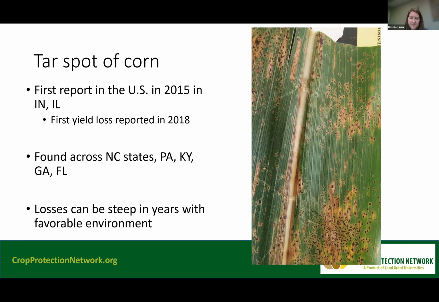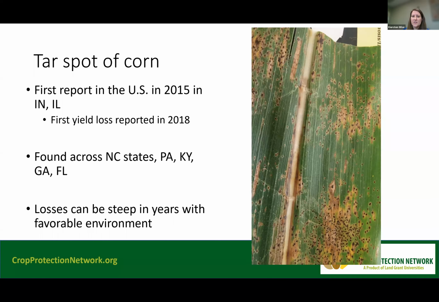It was there, but it wasn't until 2018, when it had built up and there was enough of it around and the environmental conditions were right, that we started to see it kind of blow up in some of these areas. Now, it's found across those north central states and all the way east as Pennsylvania. We found it in Kentucky last year for the first time, and it's been found as far south as Georgia and Florida. So it's got a broader distribution now.